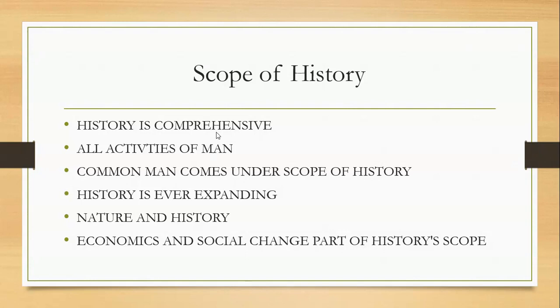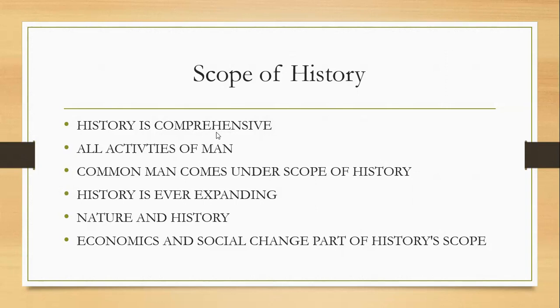Second point is it includes all the activities of man. The scope means what? I forgot to mention. What is the scope of history? It means what does history include? So history includes almost everything, and history is comprehensive. Second point is all activities of man. What does it mean? Man's social activities, man's political activities, man's intellectual activity, his inventions, his discoveries, his art, everything is included in the scope of history. After all, history is man's business. Understanding the man's business by man, when written by man, right? So it's all activities of man.